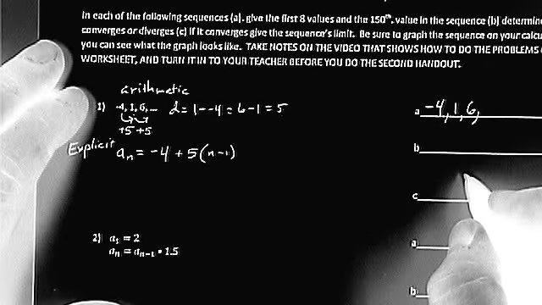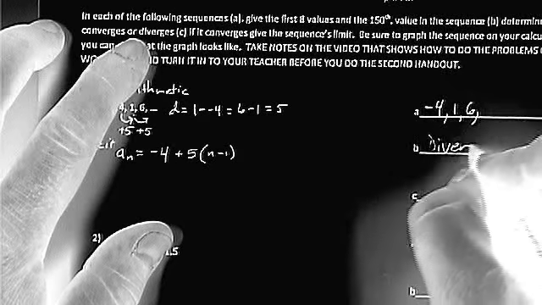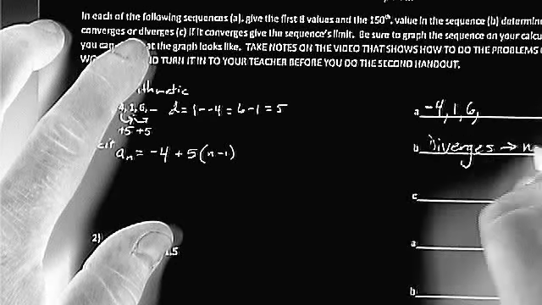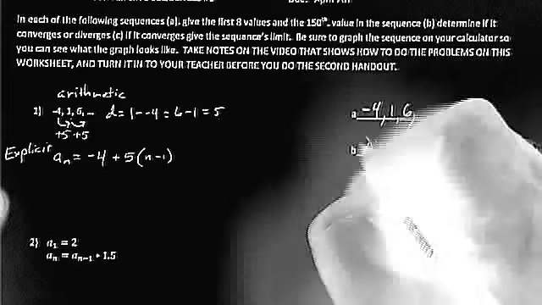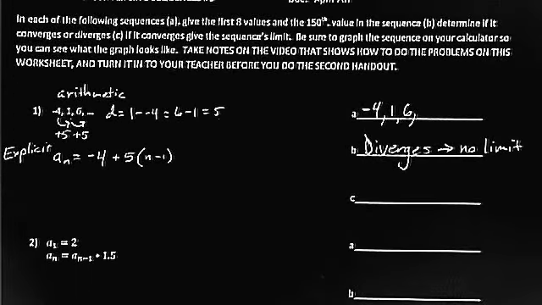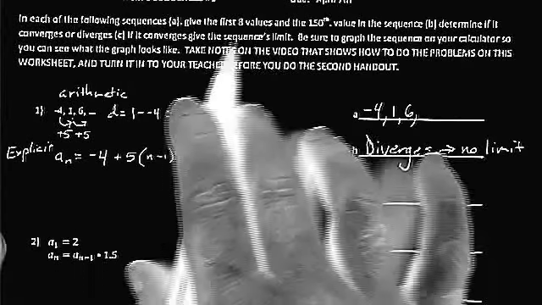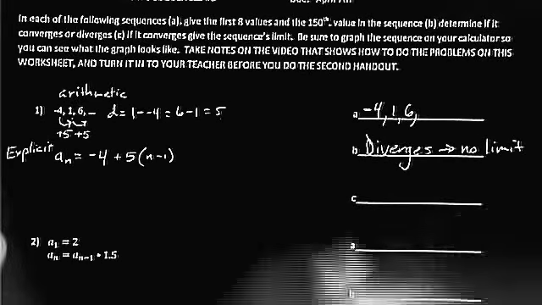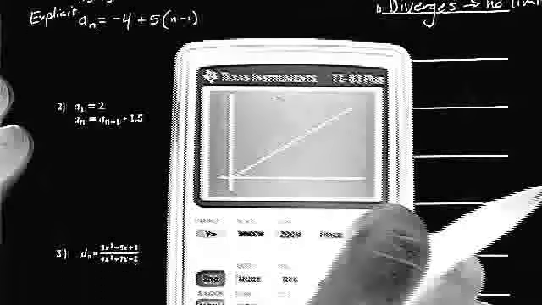And if I think that there's no limit, Part B says determine if it converges or diverges. It diverges. Okay? And for those of you who don't know what that means, there is no limit. It's not getting closer and closer to anything. So the word diverges means no limit. Please don't get to a quiz or test and think diverges and then you tell me some number. Because then I know you don't understand what diverges means. If you think it converges, then you tell me what. And Part C says, if it converges, give the sequence's limit. So obviously, I'm not going to put anything on line C because I believe it diverges. I know it diverges. Okay, next one on my list.